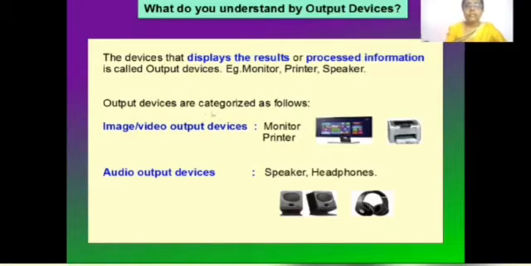Output devices are categorized as follows. You have image or video output devices, and the things that give you the image are the monitor and the printer. These are the two that you can view. That's why it's called a video output device or an image device. The audio devices are the speaker and your headphones that you wear on your head. So these are the two audio devices. So you have image video output devices and you have audio output devices.